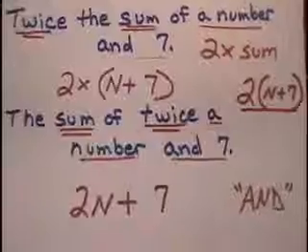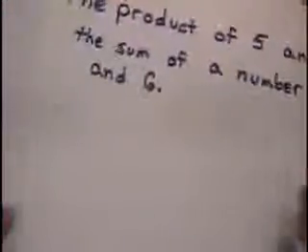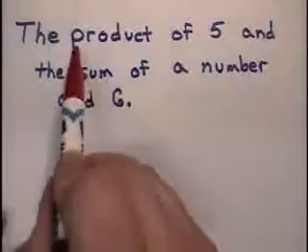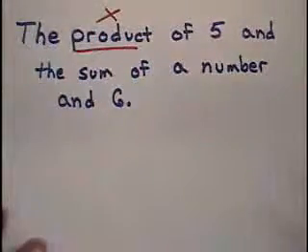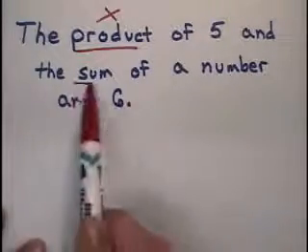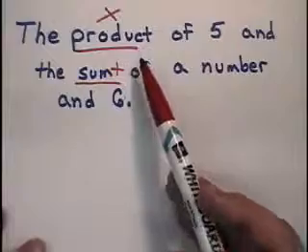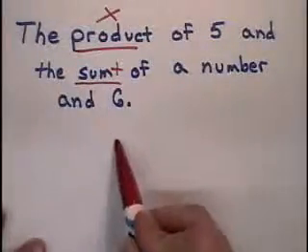Let's look at one more example with translating. Keep in mind that word and. We're going to look for the word and, that's where our operation symbol is going to go. This problem says the product of 5 and the sum of a number and 6. Product means to multiply. Sum means to add. So I've got an addition problem and a multiplication problem here. Let's look for the word and to figure out where our symbols are going to go. Product. I'm going to multiply something times something. Well, product is a multiplication.